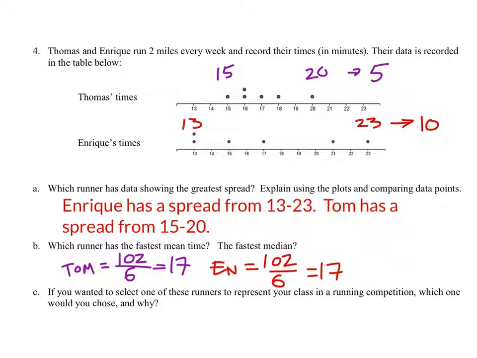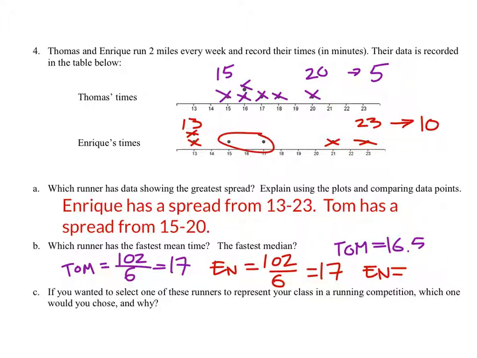What about the median? Well, let's check on those as well. So for Tom, we got the 15 and the 20, 16 and 18, 16 and 17. So Tom has a median of 16.5. And Enrique's median, we got the two 13s, cancel those here. And so the difference between 15 and 17 is going to be the 16. 15 plus 17 divided by 2. So it appears that the fastest median will be with Tom.